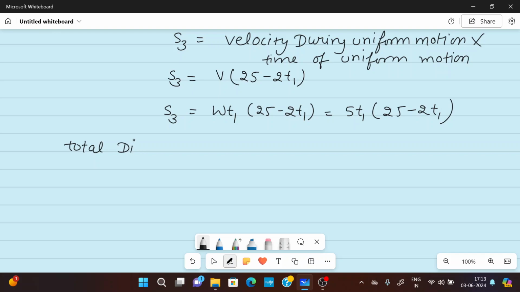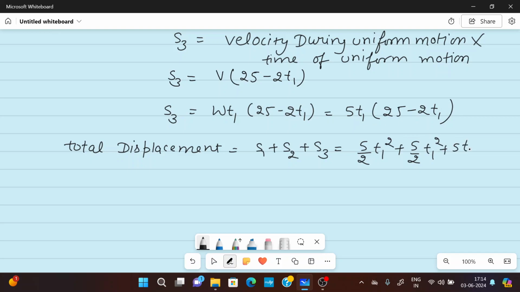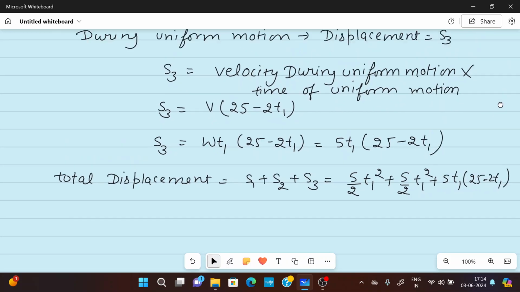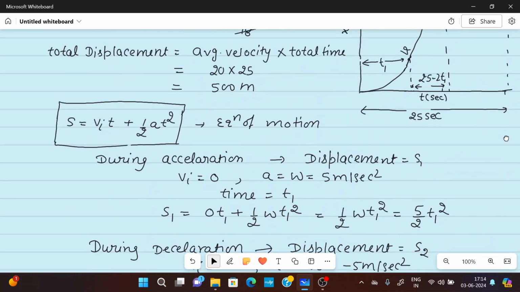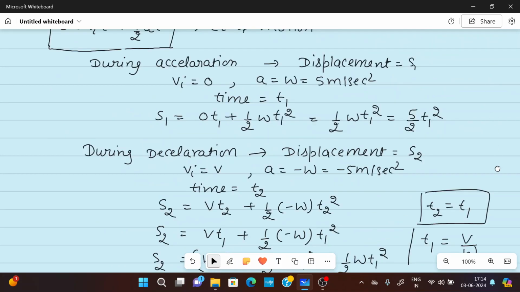So total displacement is equal to S1 plus S2 plus S3. S1 we have calculated is 5 by 2 T1 square. Also S2 is equal to S1, which is equal to 5 by 2 T1 square, and S3 here is 5 into T1 into 25 minus 2 T1. Also total displacement is 500 meter. We have already shown, you can see from here, total displacement is 500 meter.